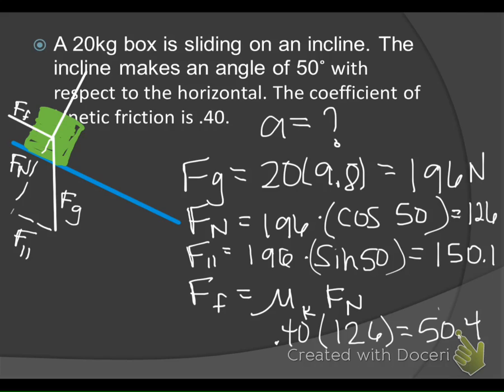So now we can go over and write our F net equation. Okay. So F net, we're going to take all of our rightward forces minus our leftward forces. So we have rightward forces are what? F parallel. Do we have any more rightward forces? What about left? Force of friction. Very good.